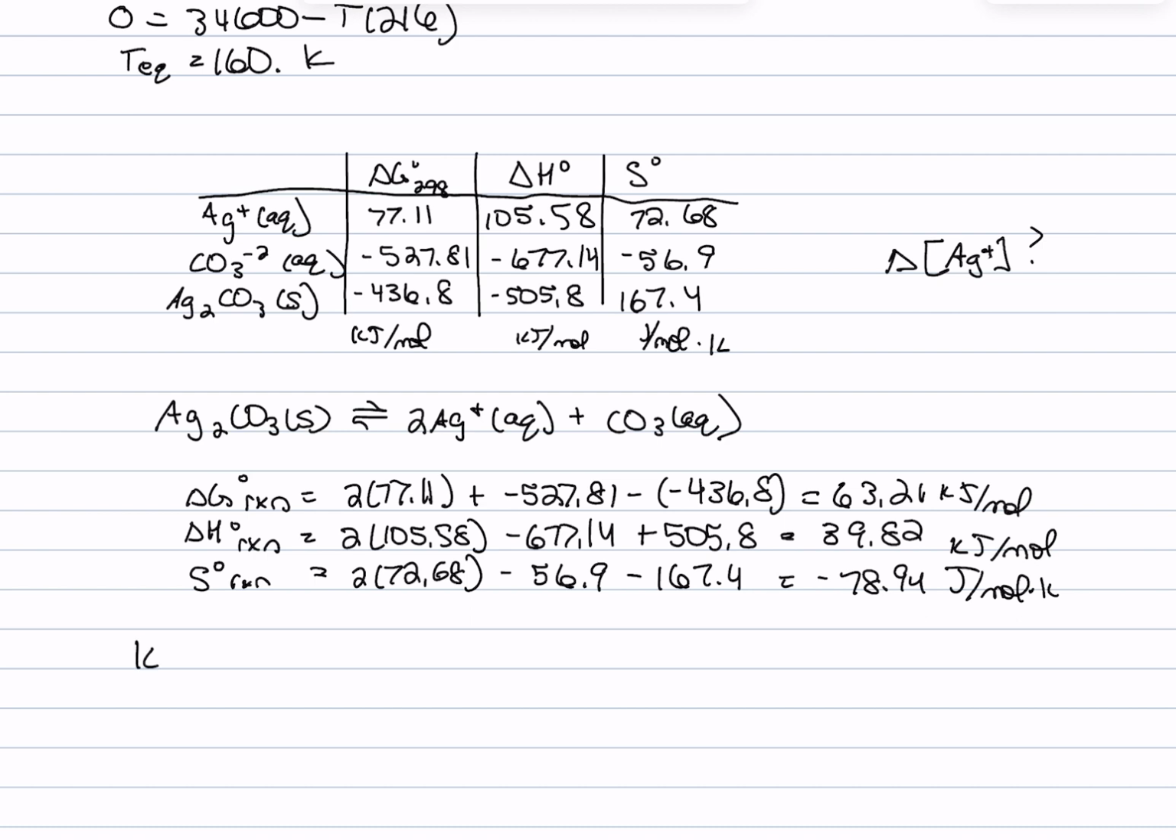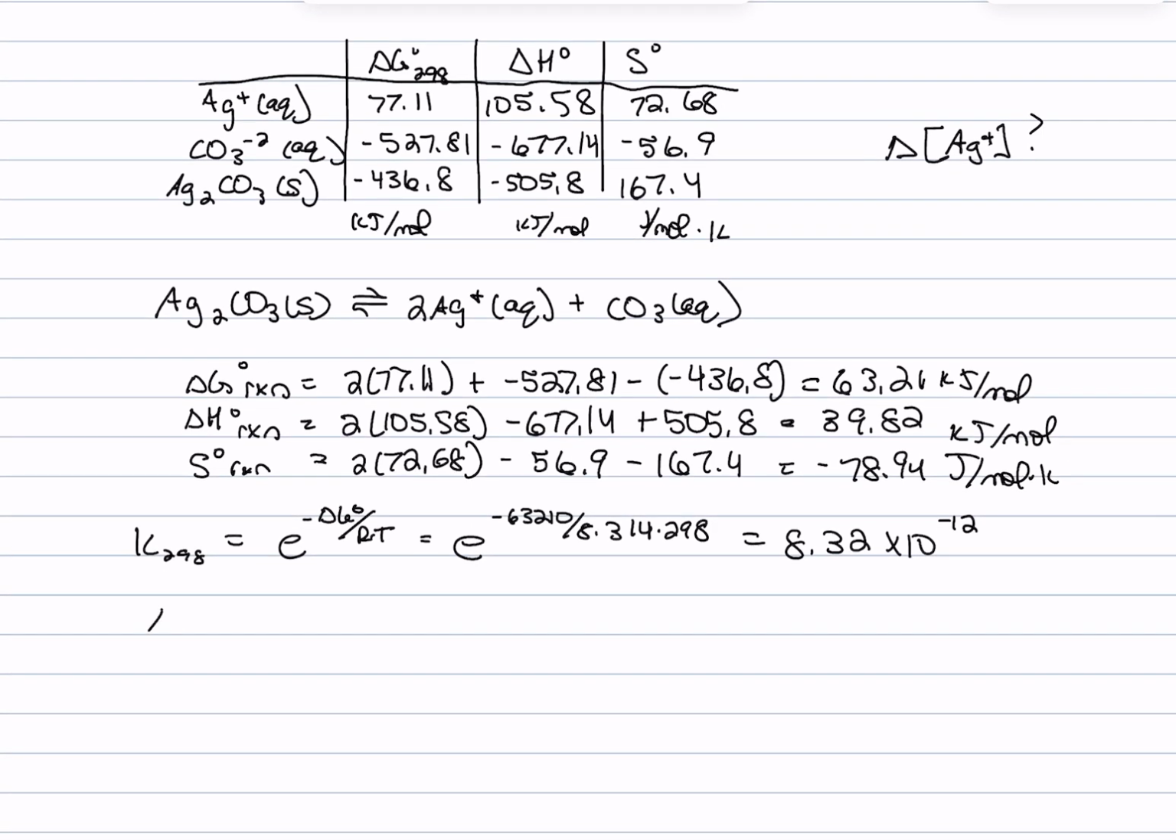Then we can go ahead and calculate K at 298, which is equal to E raised to the negative delta G standard over RT, which is equal to E raised to the negative 63,210 divided by 8.314 times 298. And that gives us 8.32 times 10 to the negative 12.